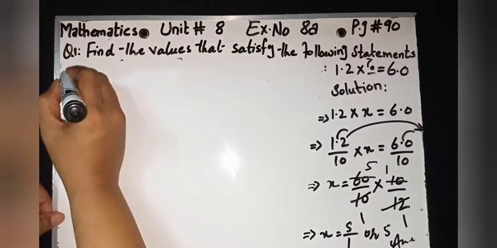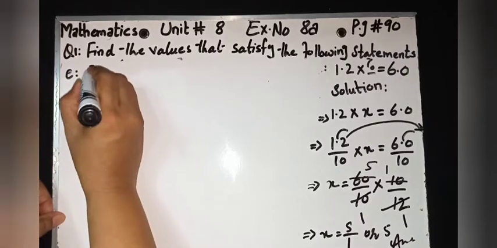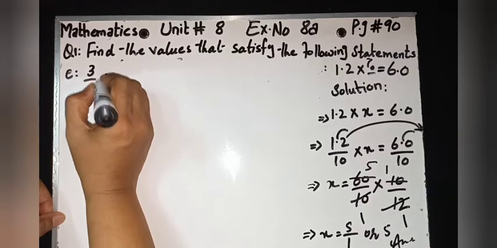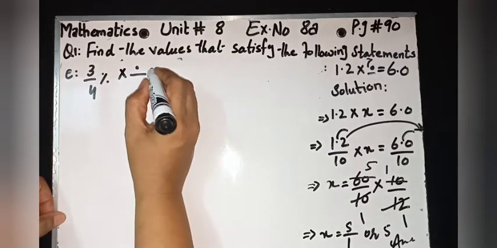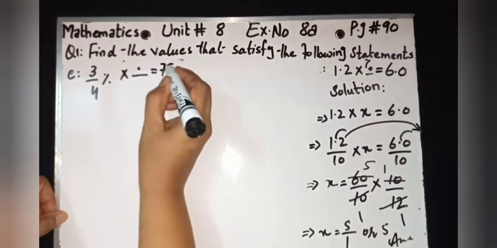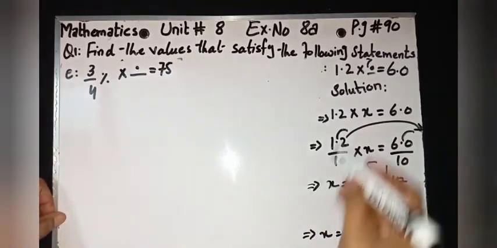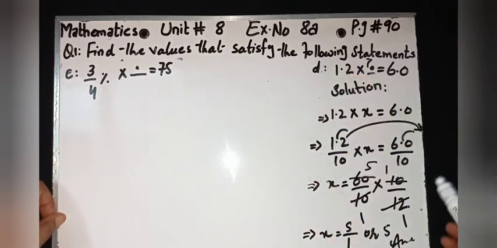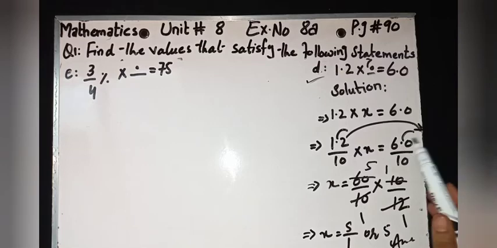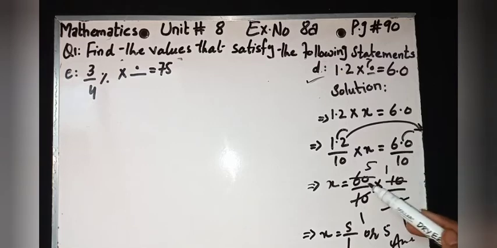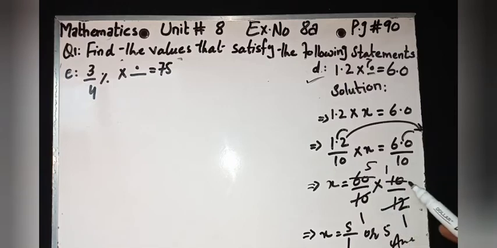Next part, E1, 3 upon 4% multiply by x equal to 75. This part D. Okay, check very carefully part D1. 60 is given. After removing the decimal, it's 60, not 6. Please copy very carefully, class 6. 60 upon 10 and 10 upon 12 after reciprocal.